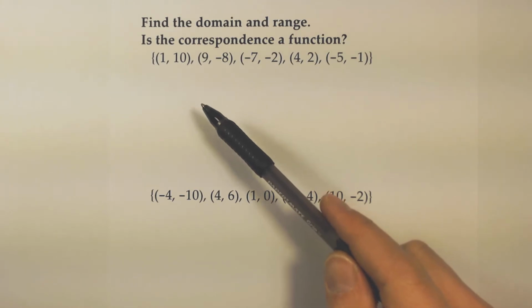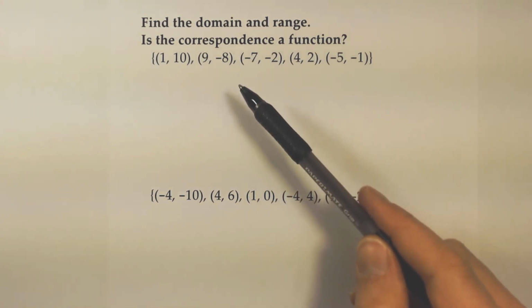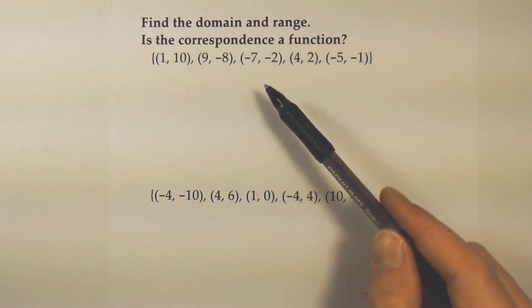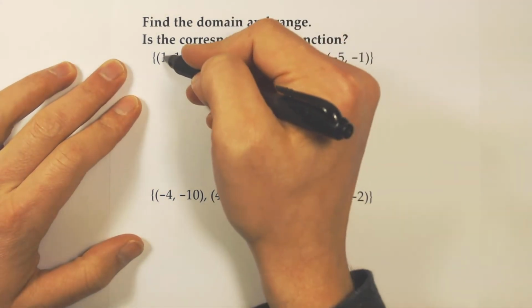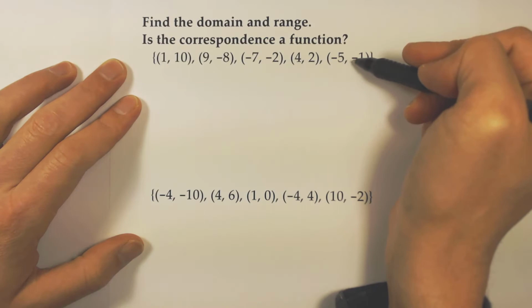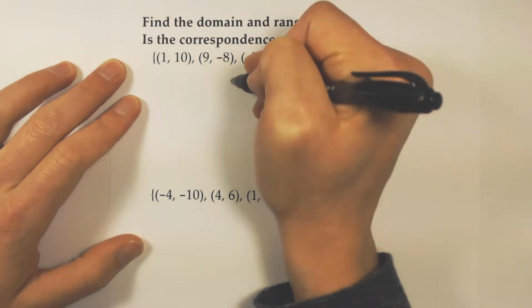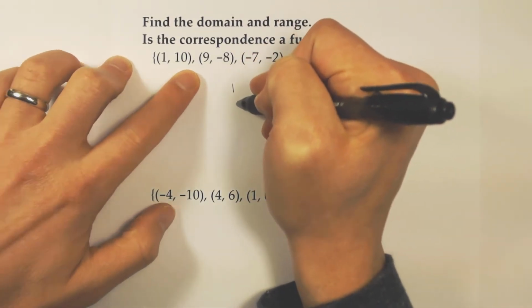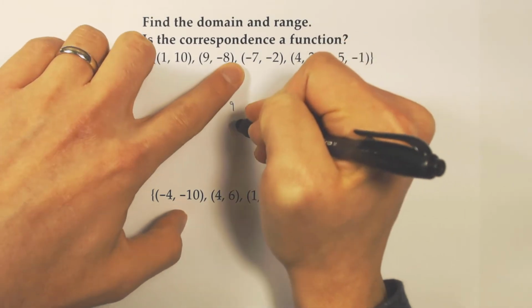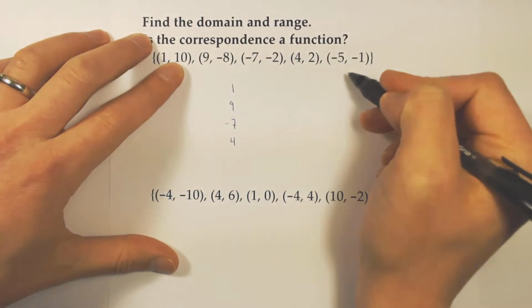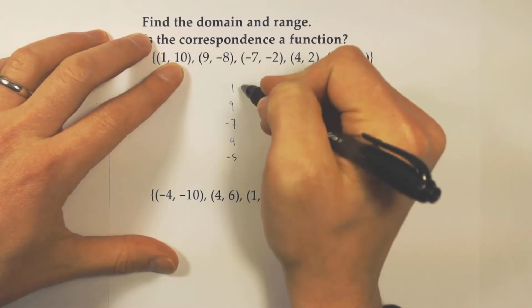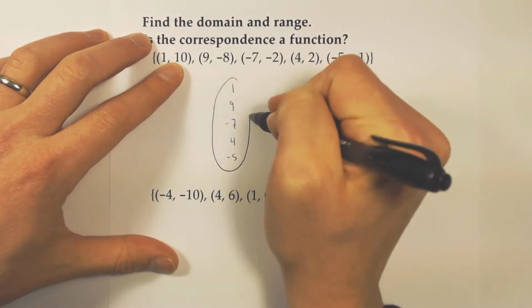So to determine the domain, remember the domain is all of the x values, the range is all of the y values. So what I'm going to do is take each of the x values for the points, and put them into a set called the domain. So we're going to take the 1, the 9, the -7, the 4, and the -5. We'll put them into a set.